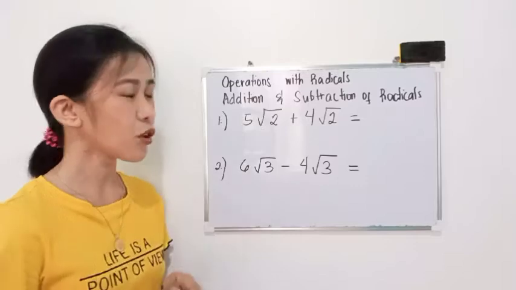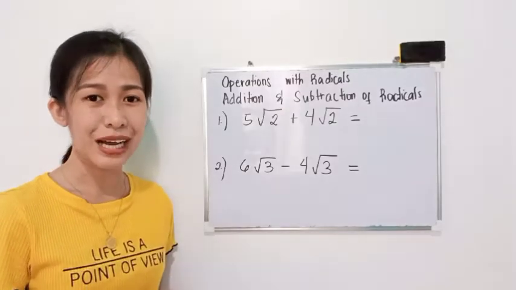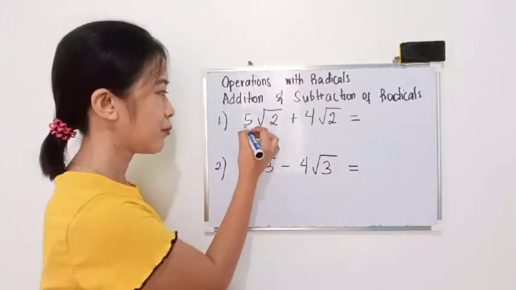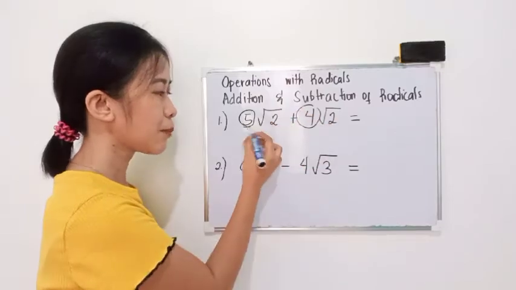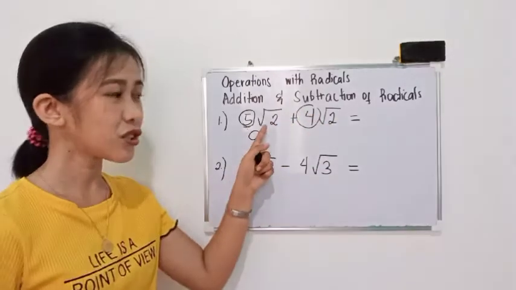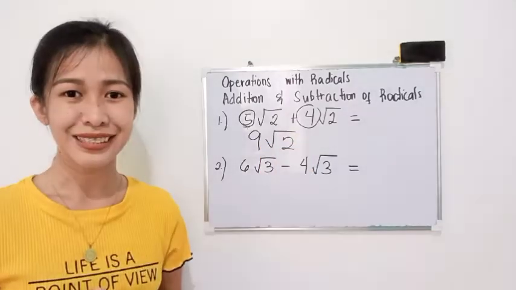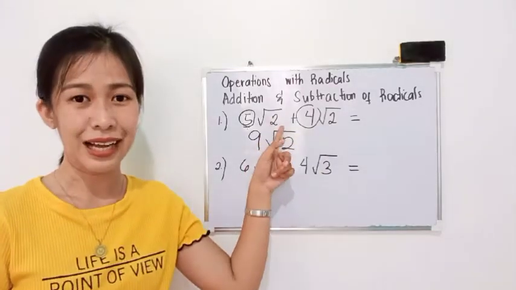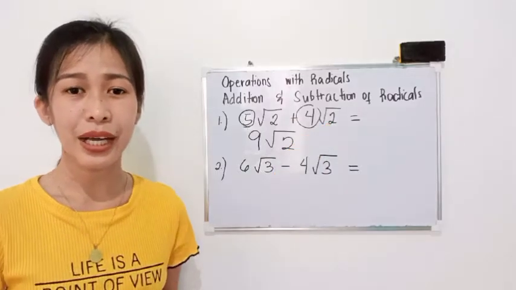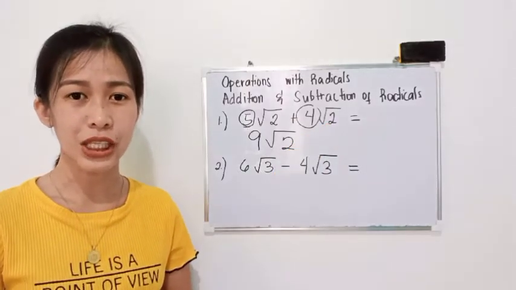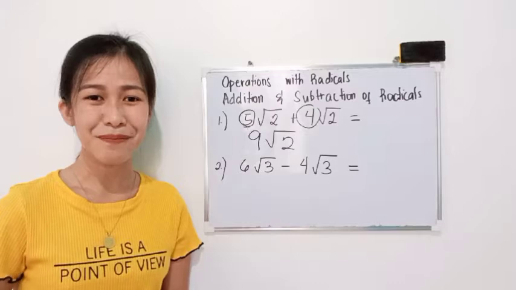Alright? So, what we're going to do is very simple. Just add the constants, and 5 plus 4 is 9. And then, just copy the radical. So, just copy it since they are already the same. Okay? When they are not the same, that's when we will have factorization. Alright? That's it. Very simple.